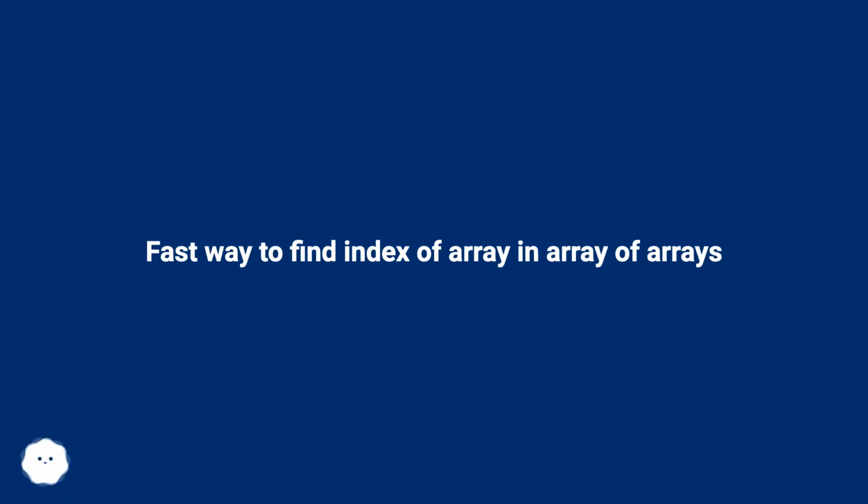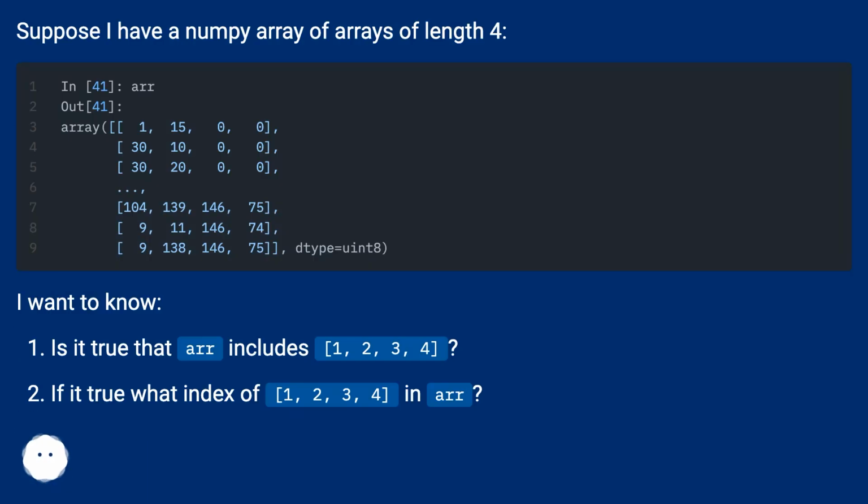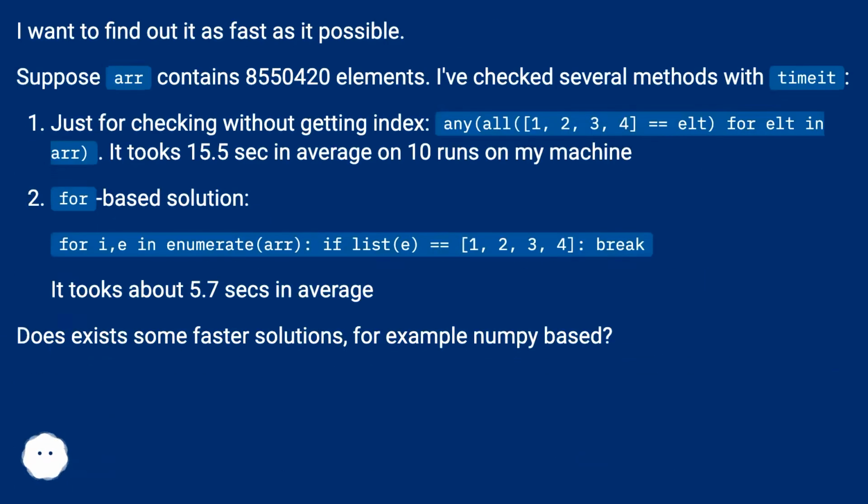Fast way to find index of array in array of arrays. Suppose I have a numpy array of arrays of length 4. I want to know, is it true that R includes [1, 2, 3, 4]? If it is true, what is the index of [1, 2, 3, 4] in R? I want to find it out as fast as possible.